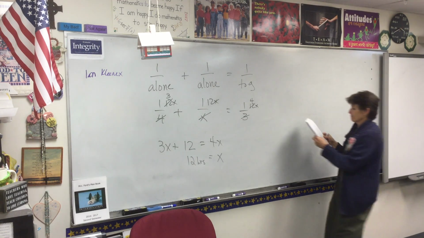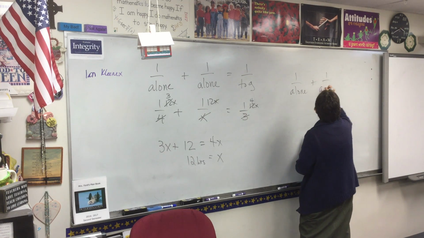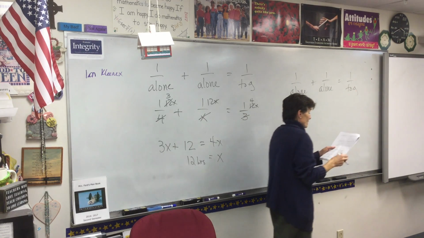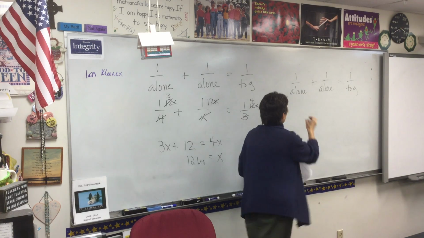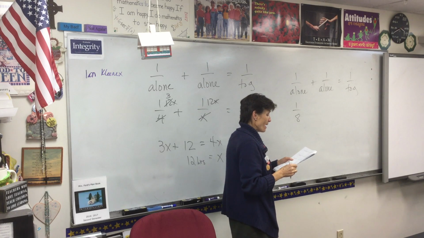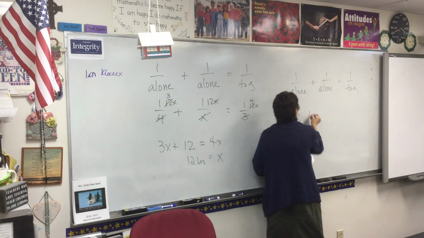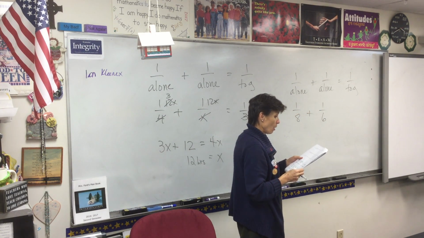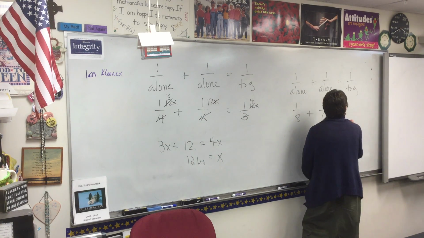All right, one more. 1 over alone plus 1 over alone equals 1 over together. Here we go. Grant can paint the field in 8 hours. 1 over 8. Isn't that Grant's alone? Yeah. Matt can do it in 6 hours. Plus 1 over 6. How long will it take them together? 1 over x?